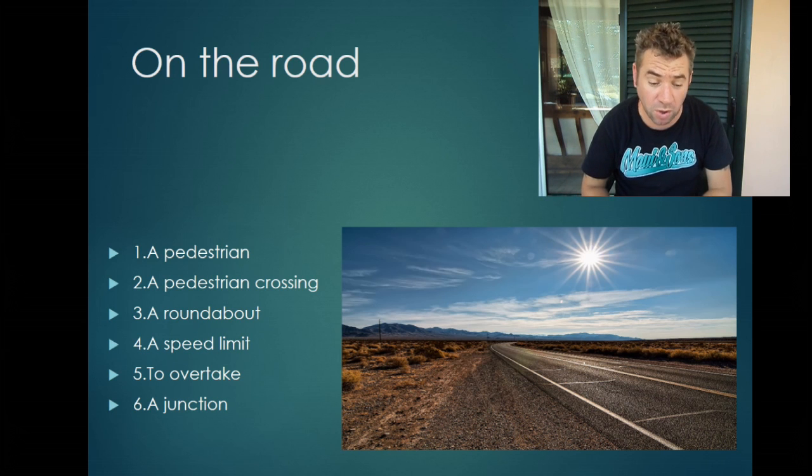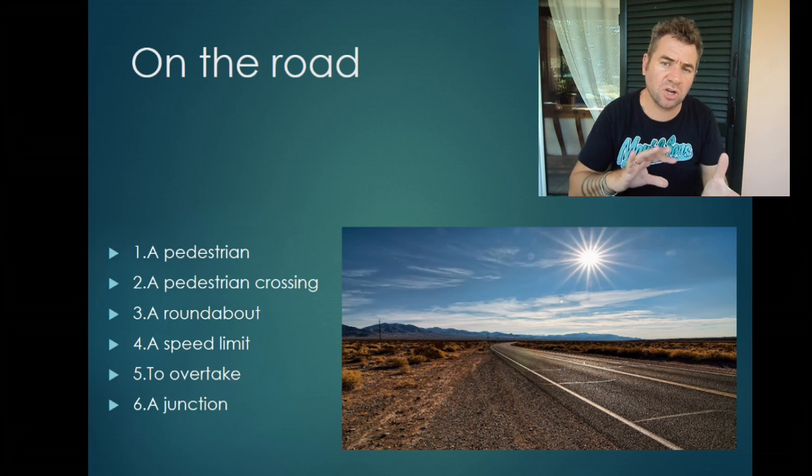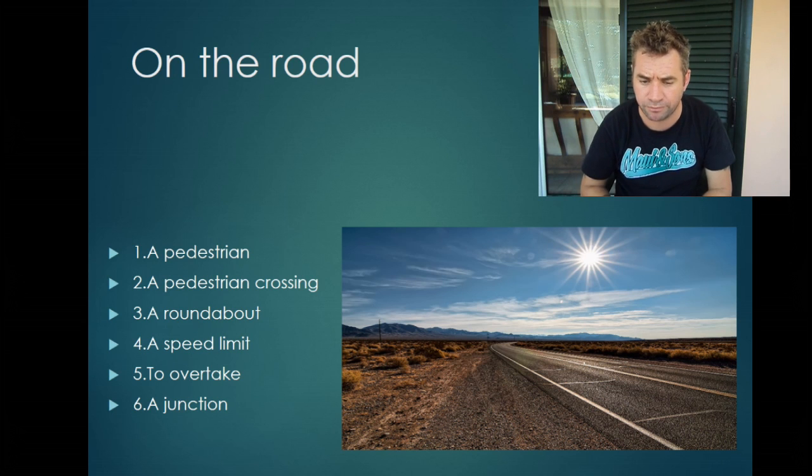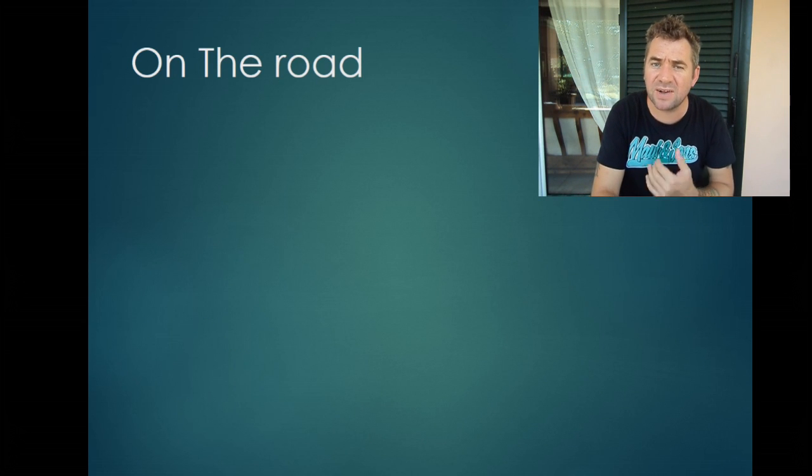So the first words: a pedestrian crossing, a roundabout, a speed limit, to overtake, and a junction and a crossroads. Alright, so let's have a look at the first one.